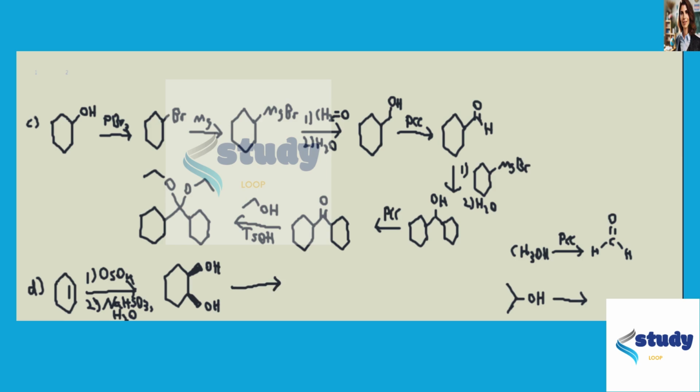And so to do that, we're going to use acetone and tosic acid. And that is going to give us our product. Okay. And if you are wondering where the acetone came from, so we can take isopropyl alcohol and oxidize it with PCC, and that will give us acetone. Okay. And so that's the answer to part D.